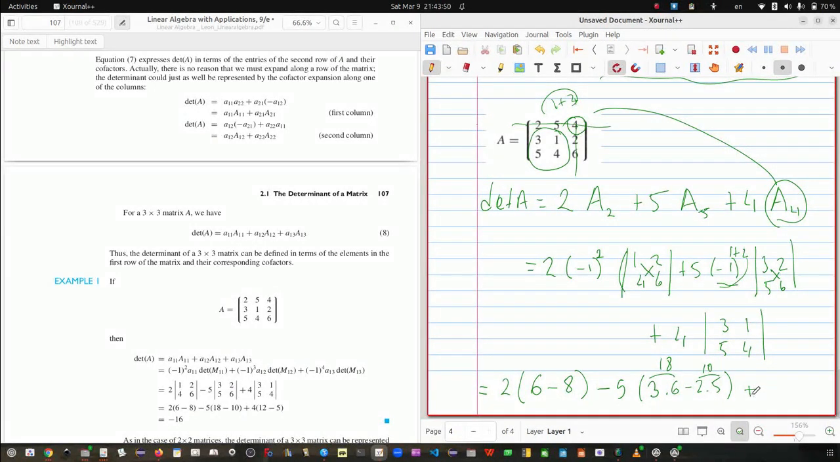And then plus 4 times 3 times 4, 12, minus 1 times 5. 12 minus 5. And this is equal to minus 2, this is equal to 8, and this is equal to 7, and this means minus 4.